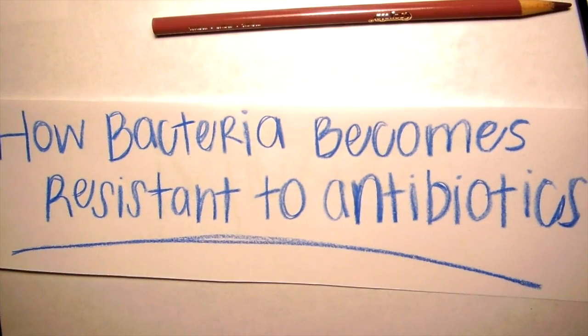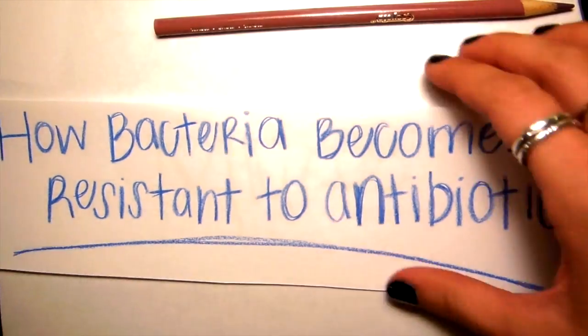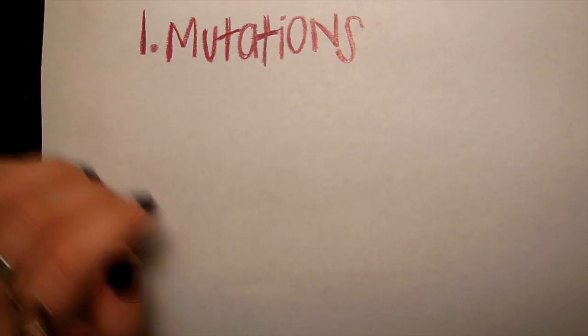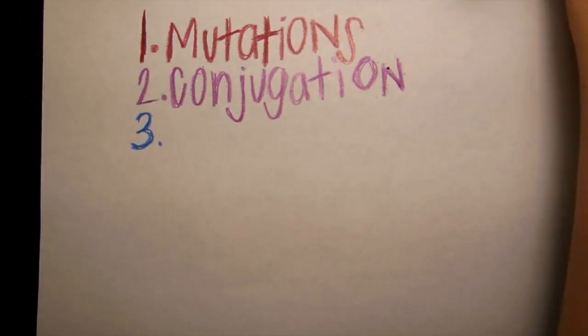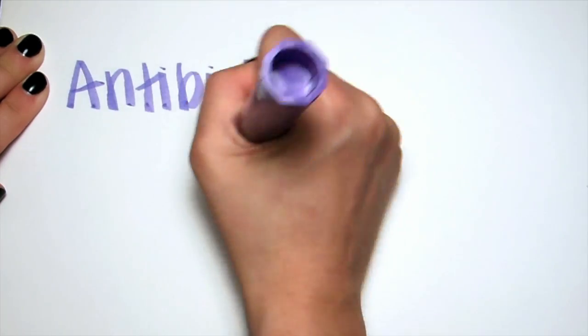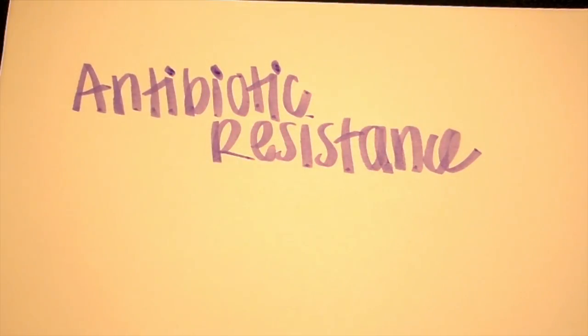And this concludes our presentation on how bacteria become resistant to antibiotics. Today we learned about how resistance occurs by two different mechanisms: natural mutations, as well as the transfer of plasmids by conjugation, transformation, and transduction. Resistance to antibiotics is the biggest threat to human health. Therefore, we should do everything we can to prevent this.